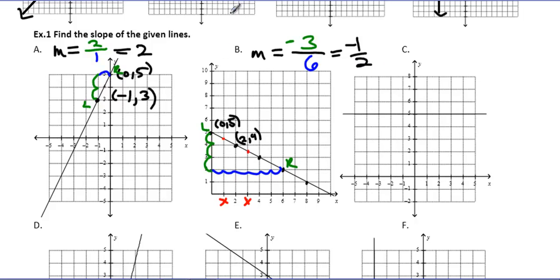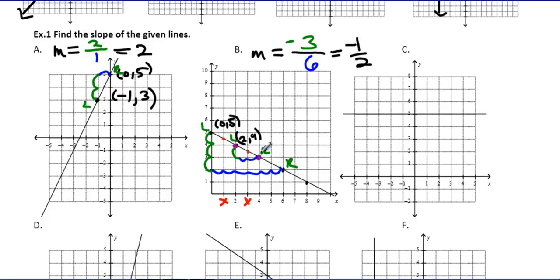Now let's say I didn't want to choose these 2 points. Let's say I chose the ones that were closer. For example, let me go with this one right here and this one right here. Again, I start at the point on the left and I work my way to the right. I have to go down 1. There's my -1. And then over 1, 2. And guess what? We have the same answer.